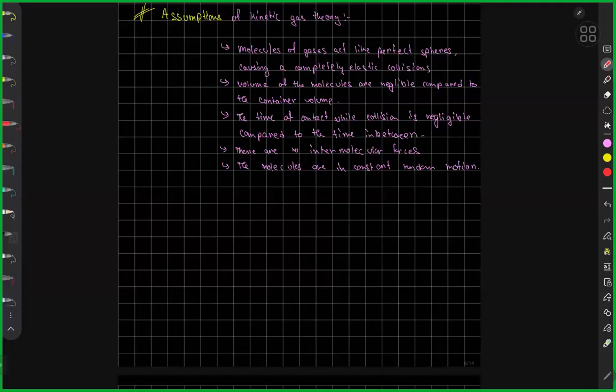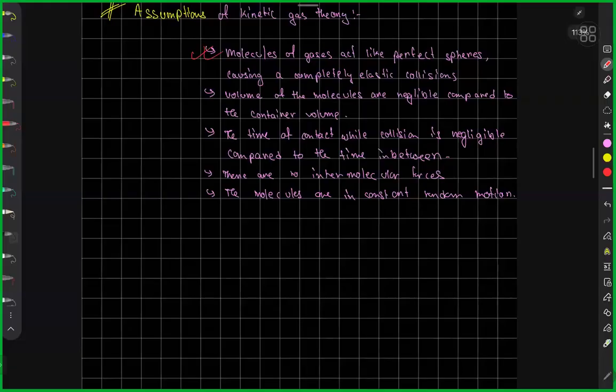What are elastic collisions? Energy is not lost, momentum is conserved. Momentum is in general always conserved, but energy is also conserved. Okay, so that's very important for our kinetic gas theory. There are also perfect spheres that result in the elastic collision. Now, the volume of molecules is negligible compared to the container volume.